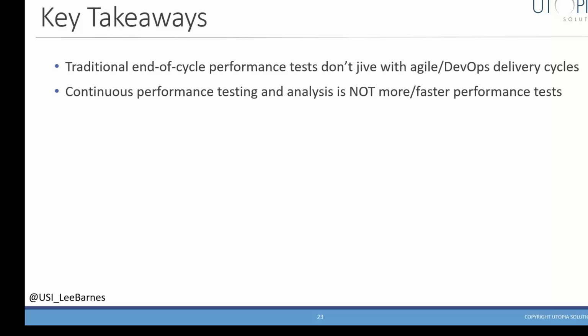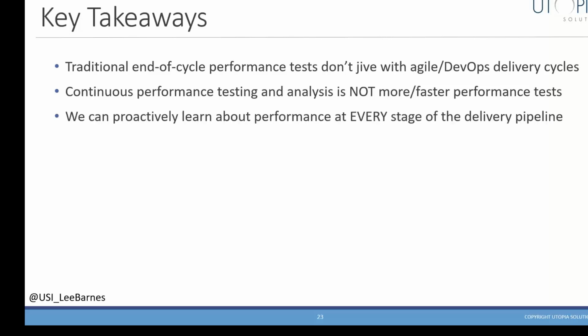When we think about continuous performance testing or continuous performance evaluation, right, it's not just doing more or faster performance tests, especially traditional performance tests. While I think that's an intuitive way to first approach it, it's because of the shorter delivery cycles. There's a lot of data out there that shows that it just doesn't fit very well. But along those lines, we can learn about performance at every stage of the delivery pipeline. We just need to be very intentional and specific about what we're trying to do in each of those stages.